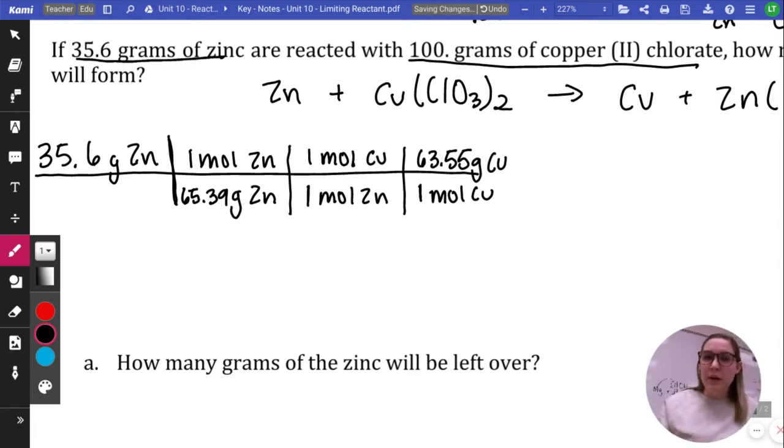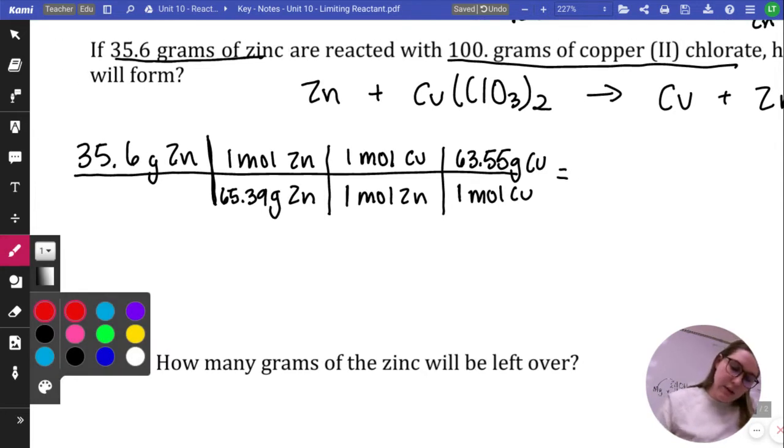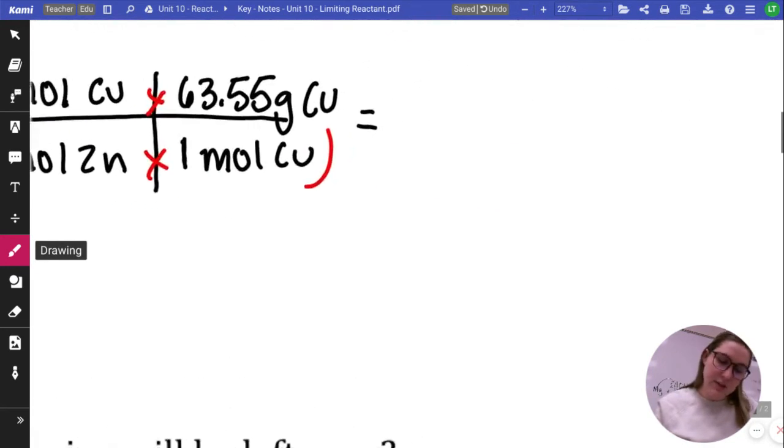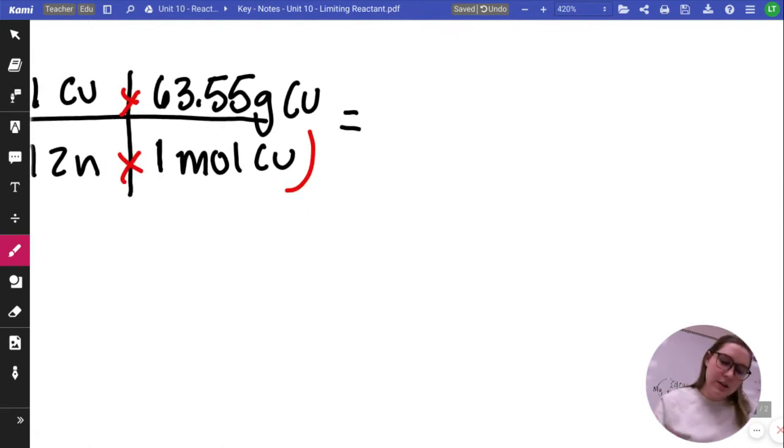And that's what I want. I want to end up in grams of copper, so I can go ahead and solve. To solve this one, I'm going to multiply all the way across the top and then divide by the product of the bottom. So you guys can go ahead and plug it into your calculators. And when I plugged it in, we have 3 sig figs in our given, so I should have 3 sig figs in my answer. So I got that it would make 34.6 grams of copper.